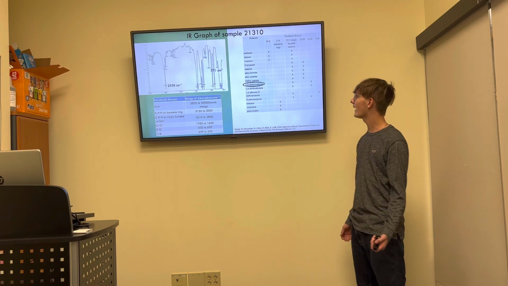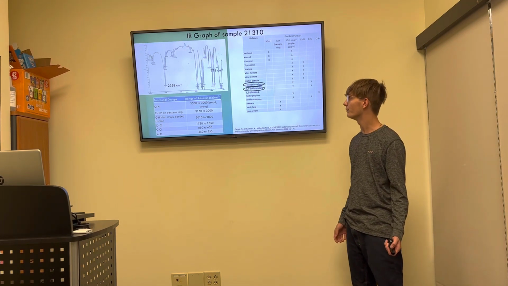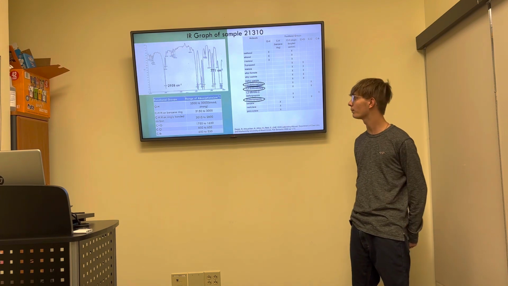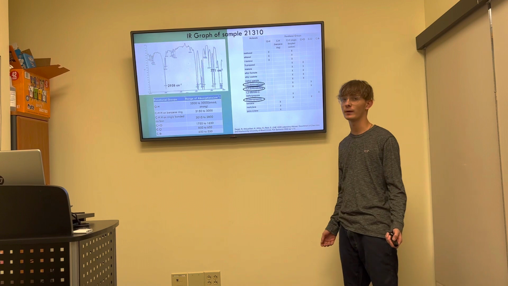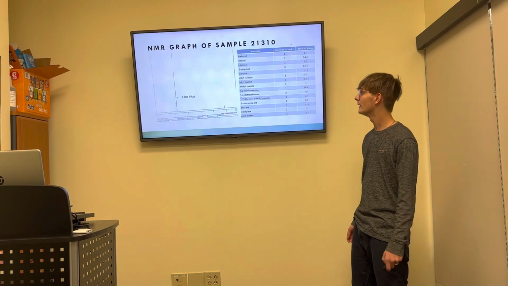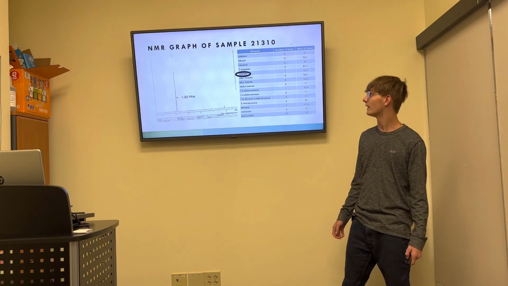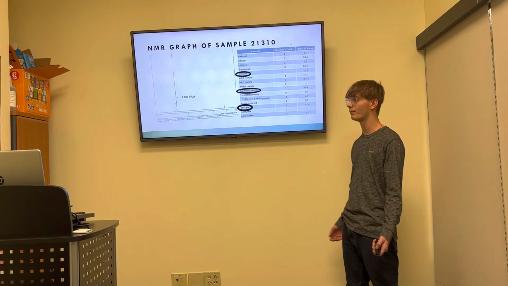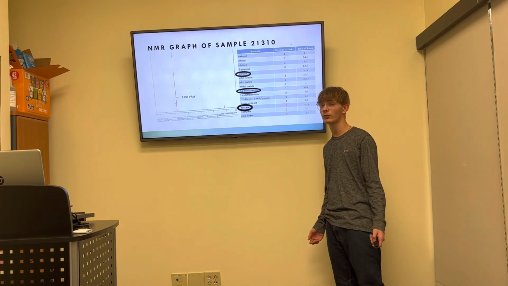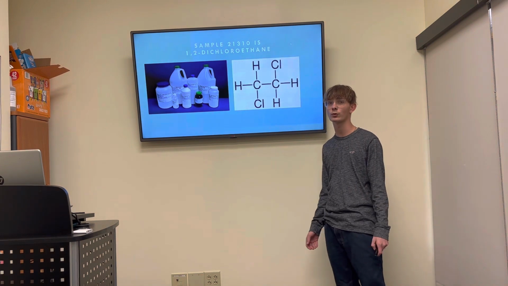So that means we can have either 1,2-dichloroethane, 1,4-dichlorobutane, or 2-chloropropane. Now, we don't know which one it is exactly, so we have to look at the NMR graph. The NMR graph shows that there is one peak, which means the compound's either acetone, 1,2-dichloroethane, or benzene. So putting both the graphs together, we determined that the sample is 1,2-dichloroethane.